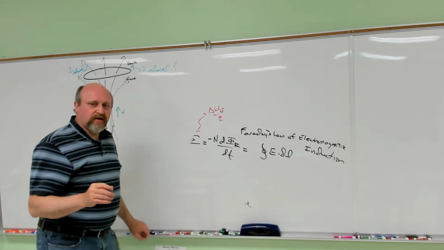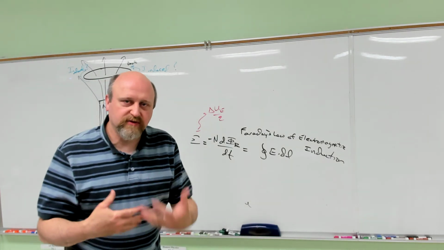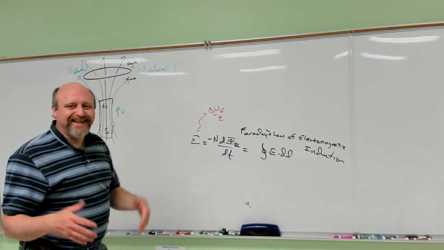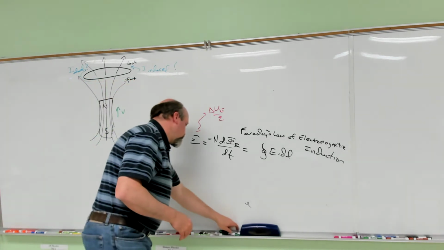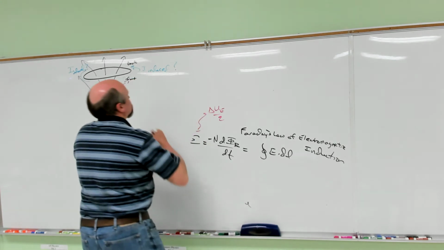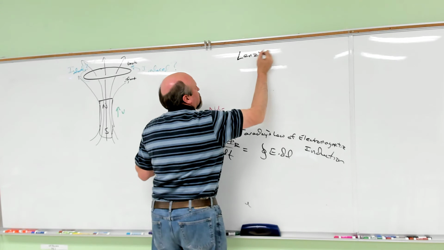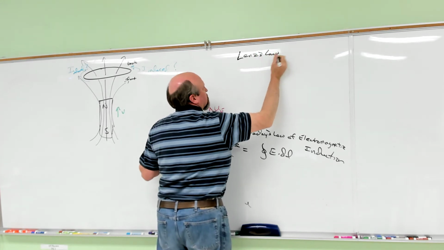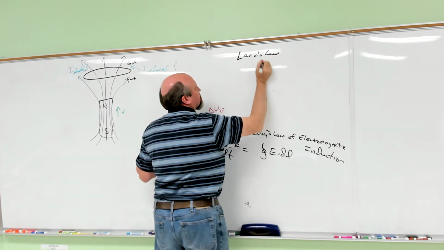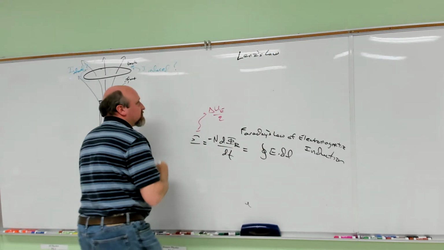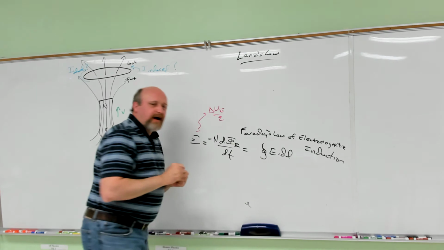Here's the way I'm going to explain to you why it has to work the way it works. The rule that tells you which way it goes is called Lenz's law. I'm going to write that over here. L-E-N-Z, apostrophe S, Lenz's law. That's what I'm going to show you now. Okay, let's figure out how it has to work.